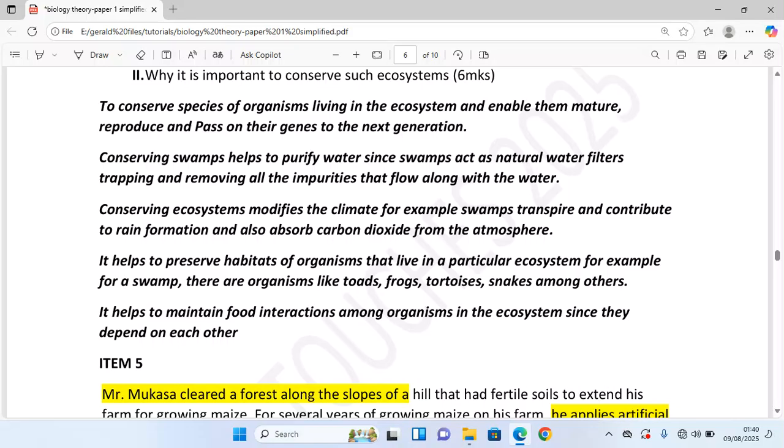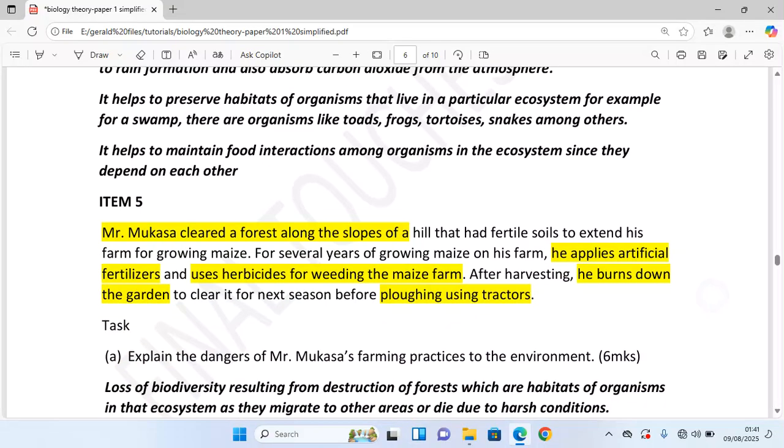Then conserving ecosystems modifies the climate. For example, swamps transpire and contribute to rain formation and also absorb carbon dioxide from the atmosphere. See, the functions are directly attached to the environment itself. It also preserves habitats of organisms that live in a particular ecosystem. For example, for a swamp, there are organisms like toads, frogs, tortoises, snakes, among others. It helps to maintain food interactions among organisms in the ecosystem, since they depend on each other. Instead of saying we get food, let's see the concept of food interactions among all organisms in that ecosystem.